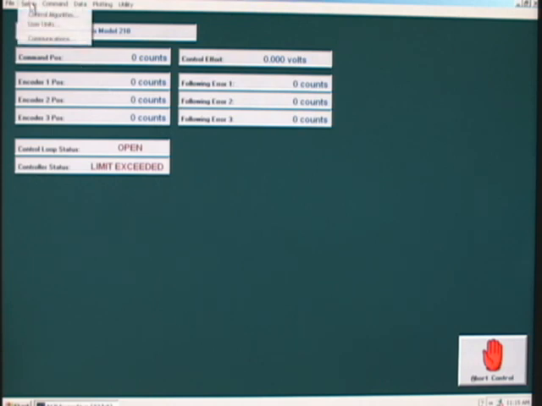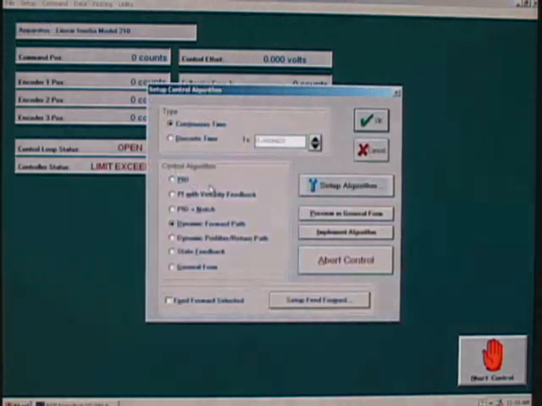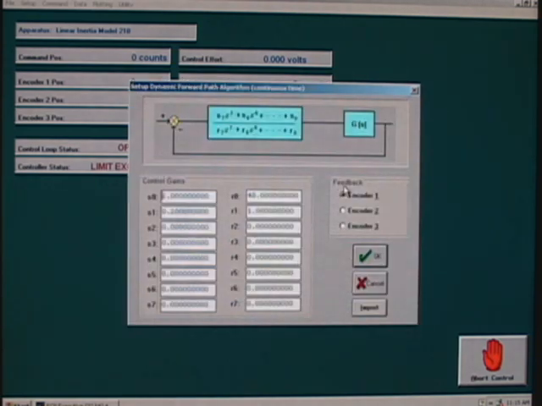We then go to the setup window, control algorithm. It should have the dynamic forward path button highlighted. It should be in continuous time. We'll go to setup algorithm. For our particular system, let's go ahead and implement the phase lead controller. Now it's written in a little bit different form. It's now in terms of polynomial structure.